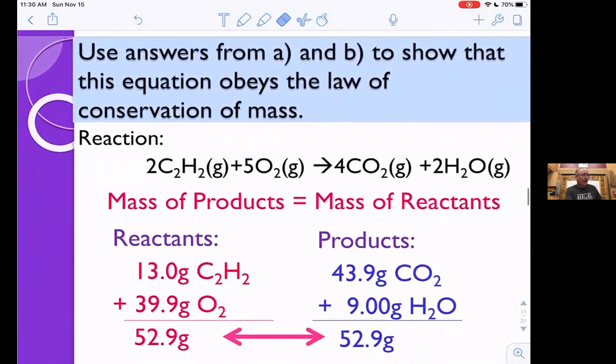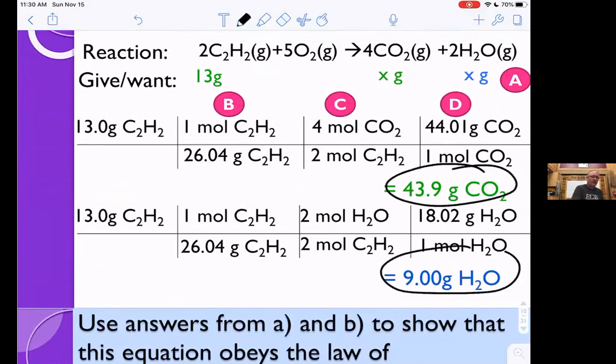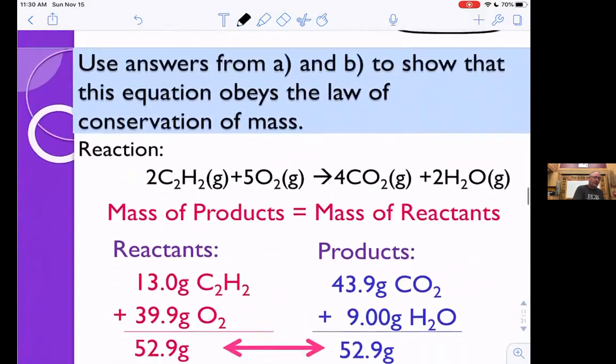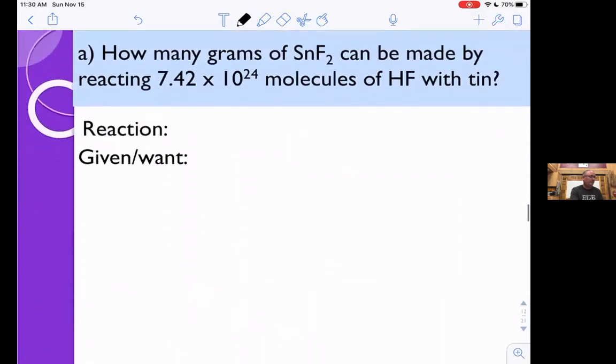So obeying the law of conservation of mass, if you looked at both of them and added them up, my two products there were 43.9 grams of CO2 and 9 grams of water. If you sum those two together, you get 52.9 grams. If I look at my beginning, the 39.9 grams of oxygen and the 13 grams of C2H2, they are the same. So by adding the two reactants together and the two products together, I can see that the law of conservation of mass holds true. And so yes, this does obey the law of conservation of mass.